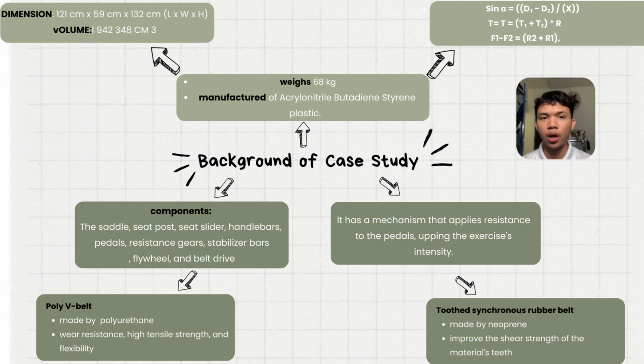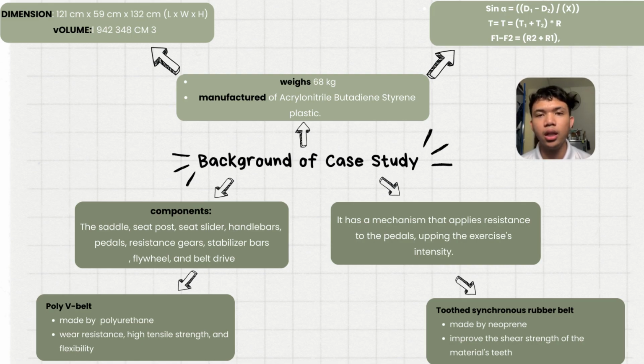Firstly, this bike has a weight of 68 kg and the dimensions are 101 cm for the length, 59 cm for the width and 132 cm for the height. This bike is manufactured from ABS plastic and the components found in this bike are the saddle, seat post, seat slider, stabilizer bar, flywheel and belt drive.